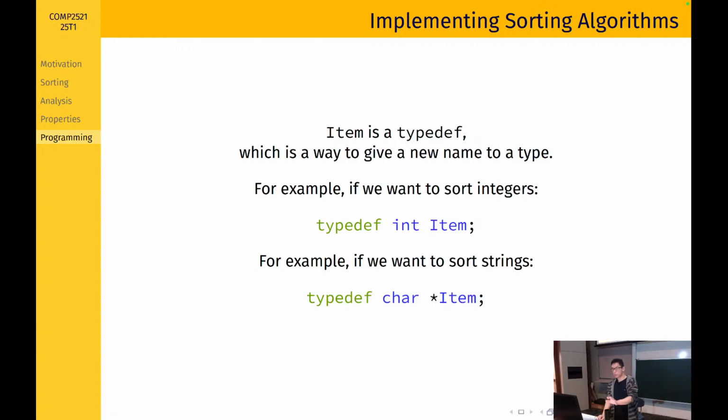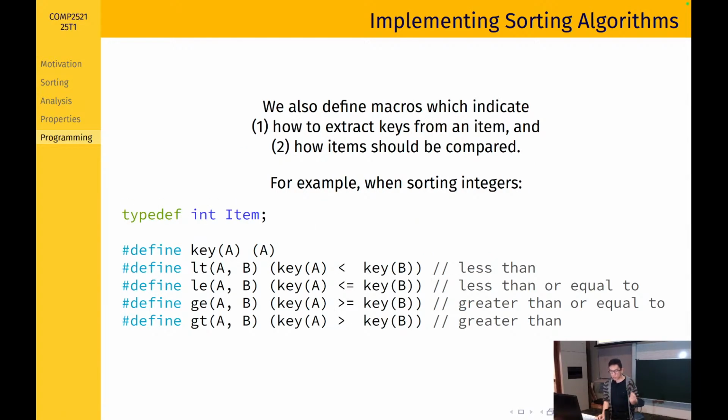Okay, so in addition to these typedefs, we also need a generic way to specify how to compare items. Because with integers, you can just compare them using the less than sign, and less than or equal to, greater than or equal to, greater. But if you're sorting strings, you can't use less than, or less than or equal to. That's not going to work. So you're going to need to define how to compare two keys. And here's how we would define it for integers.